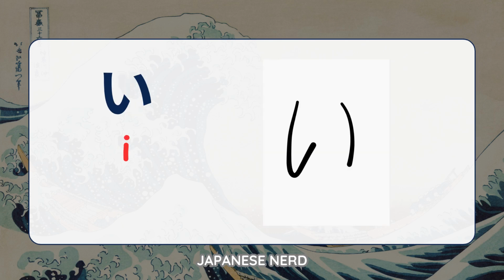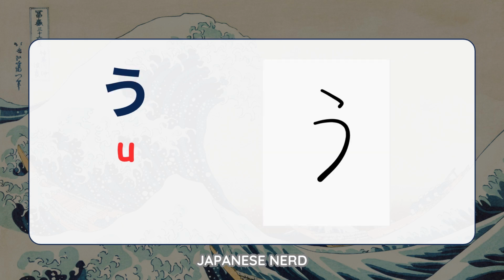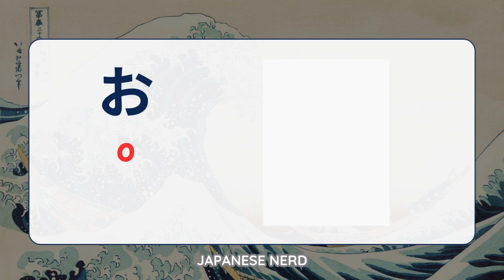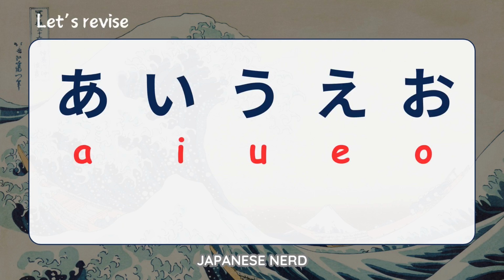A, I, U, E, O. These were the vowel sounds: A, I, U, E, O.